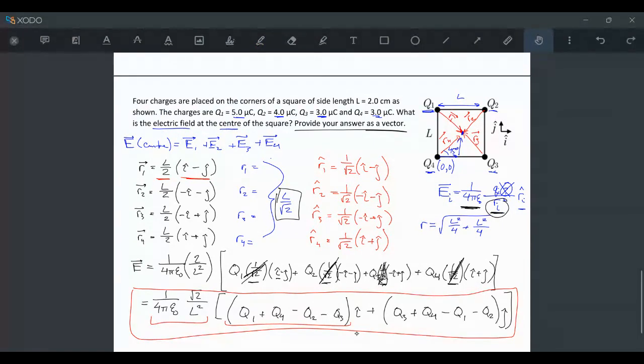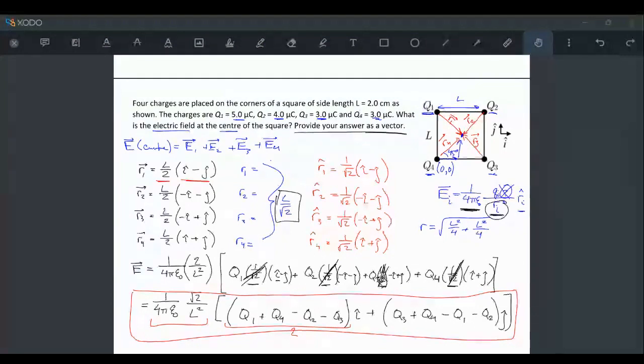Q1 is 5, Q4 is 3, so that's 8. And Q2 is 4, so the difference here is 2. So imagine you got a number out of the front, you multiply that by 2, that's attached to the I hat, that's your X component. You do the same thing with the Y components as well. It's kind of complex, kind of gross. This is what you get when you have these vectors, but it's not too bad, right?